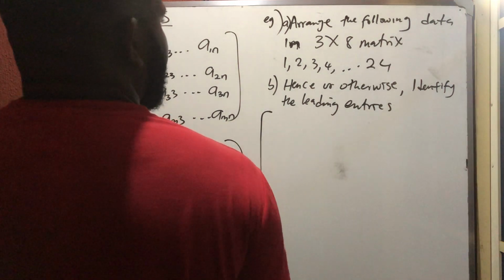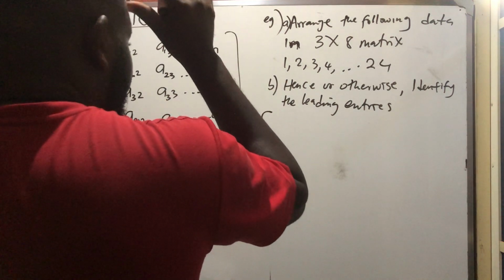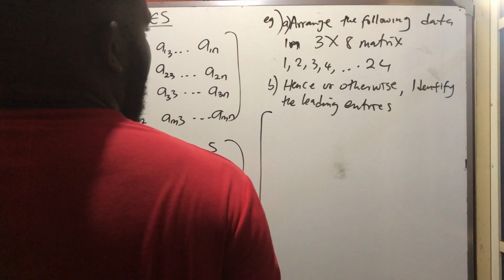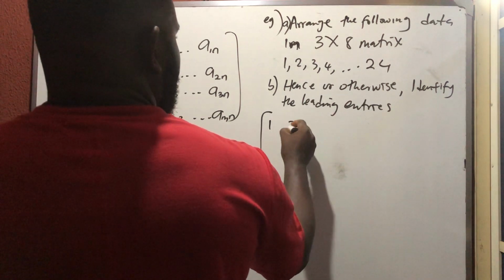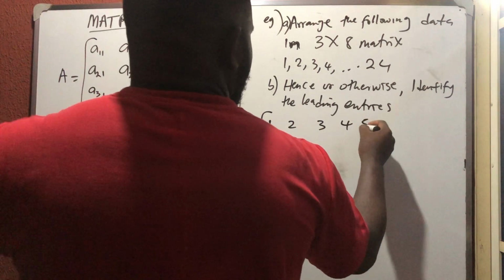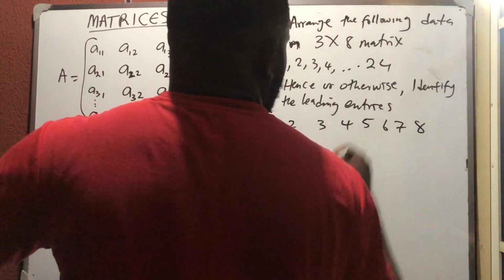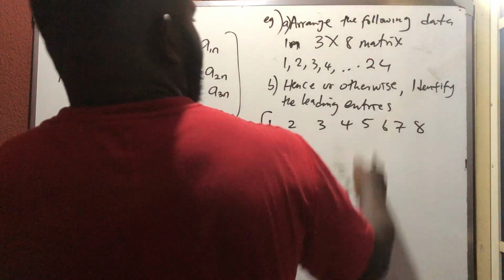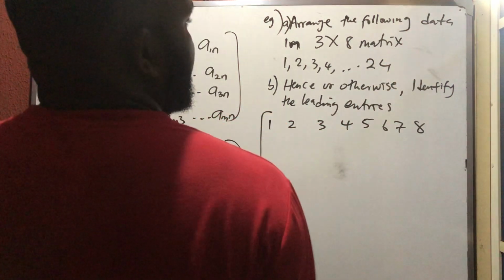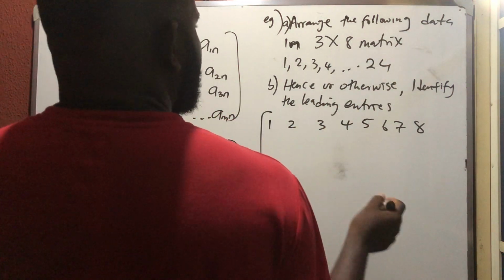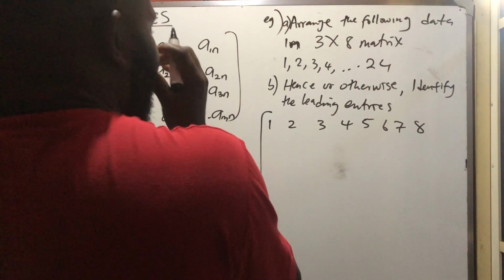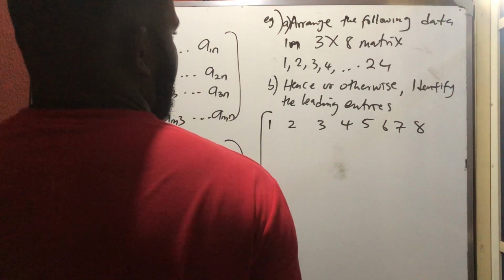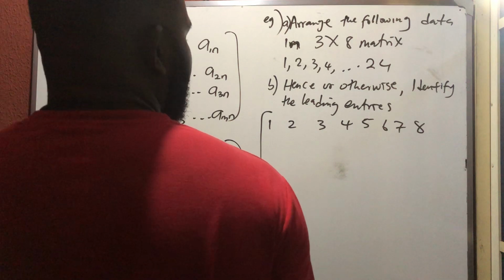Okay, so let us do that. We are having a matrix of 3 rows but 8 columns. So how do we get it now? I'm going to have 1, 2, 3, 4, 5, 6, 7, 8. Why? Because the columns must be 1, 2, 3, 4, 5, 6, 7, 8. It's going to be 8 columns. So we'll start filling it.